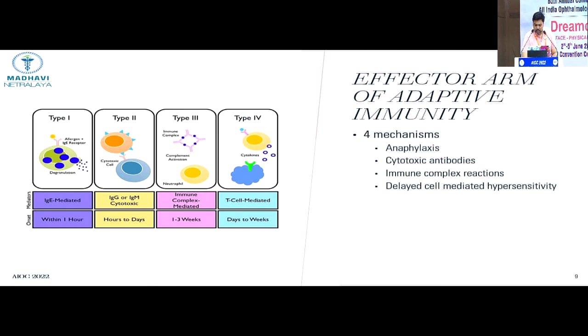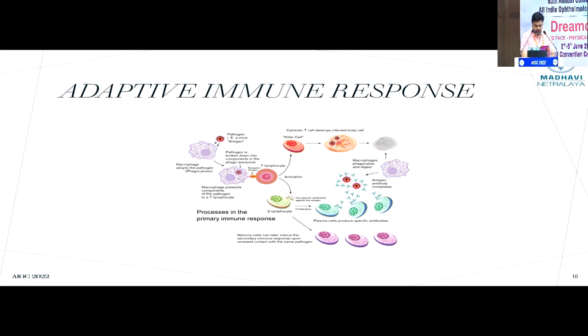The immune response of adaptive immunity has been described by 4 mechanisms. Type 1, that is the anaphylaxis reaction, is an IgE-mediated immediate reaction, while type 2 reaction is performed by cytotoxic T cells via IgG or IgM antibodies and happens within a few hours to a few days. Type 3 and type 4 we will see.